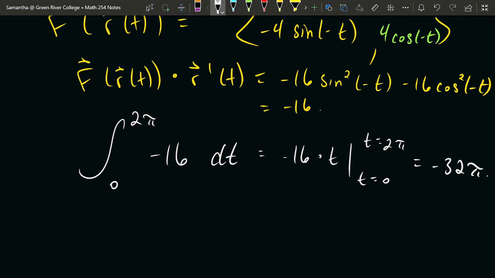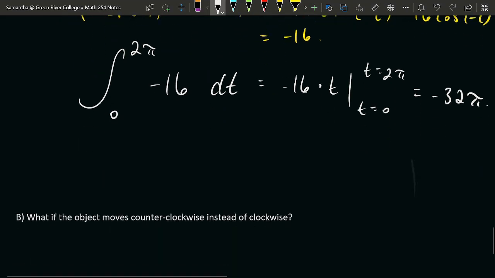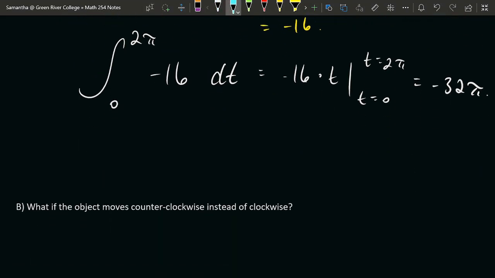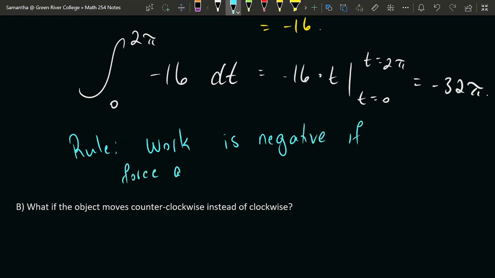Now, because work is a physical quantity, we are able to use physical reasoning to check and see whether this answer makes some sense. As a rule, the work done is negative if the force and movement are mostly opposed to each other.